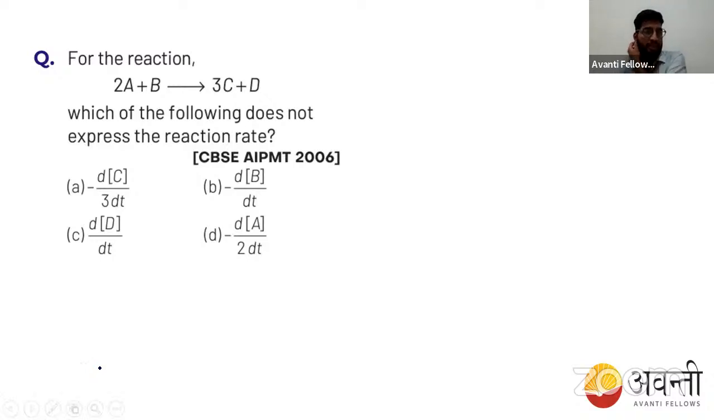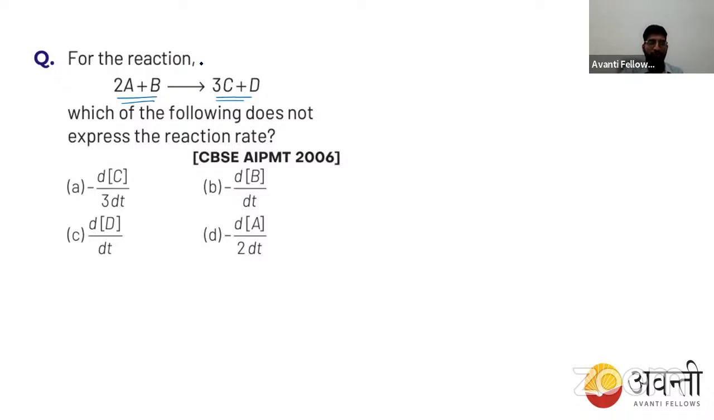This is also a very good question. Not that hard, very simple. You can tell me the answer in a fraction of a second. For a reaction, 2A plus B gives 3C plus D. So this is a simple chemical reaction. Which of the following does not express the reaction rate?